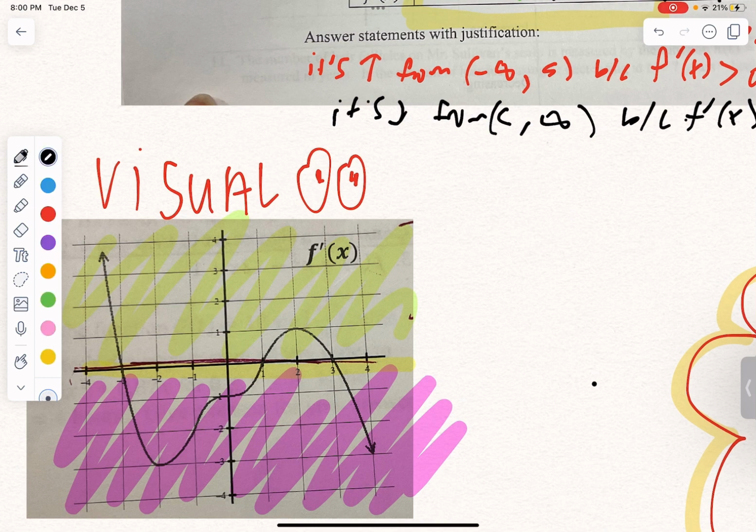So let me just try and show you. Right here, these would be your intervals of decrease. And then right here would be your intervals of increasing based on the f prime of x graph.